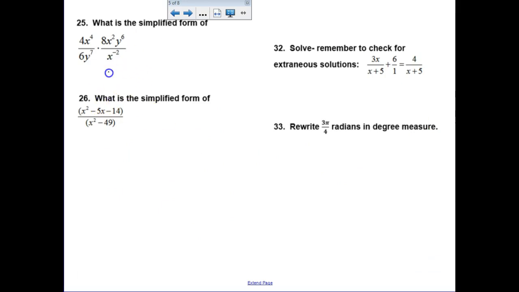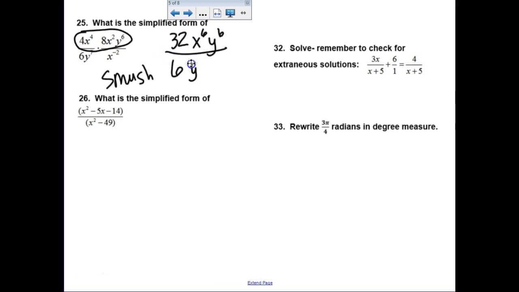All right. This is one of those smush problems. There's no factoring, this is the good news, but you do have to smush this back together. So this is a 32 x to the 6th y to the 6th over 6 y, oops, I should put the x first, x to the negative 2 y to the 7th. So as far as how you simplify this, this is kind of up to you. I would math enter this coefficient, which gives me 16/3. Which, multiple choice questions, so I'd probably start crossing off things that don't give me 16/3.